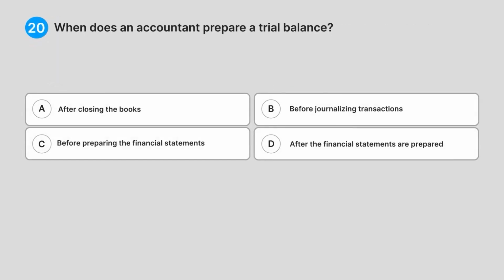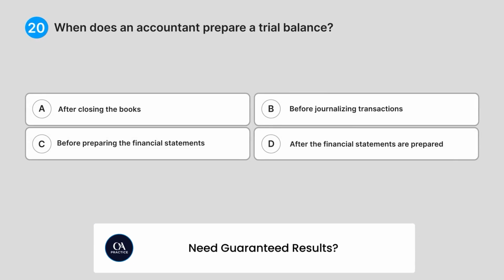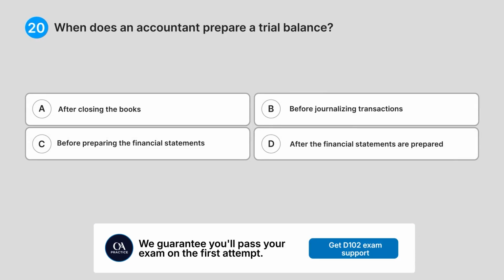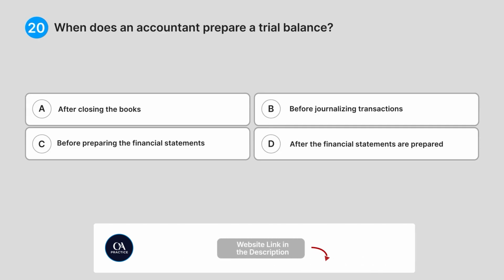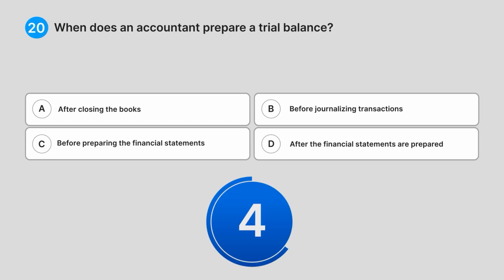20. When does an accountant prepare a trial balance? A. After closing the books. B. Before journalizing transactions. C. Before preparing the financial statements. D. After the financial statements are prepared. Do you know the answer?